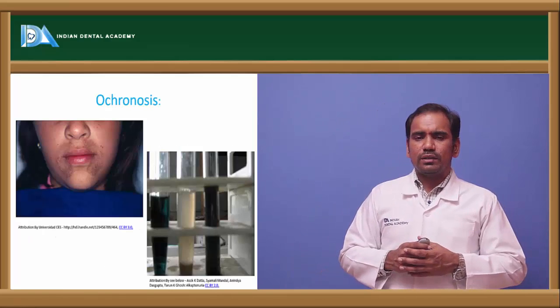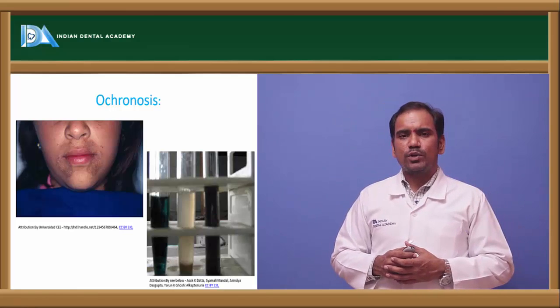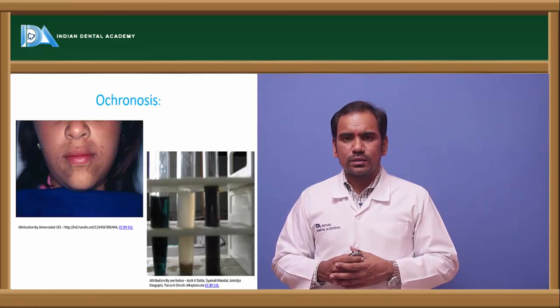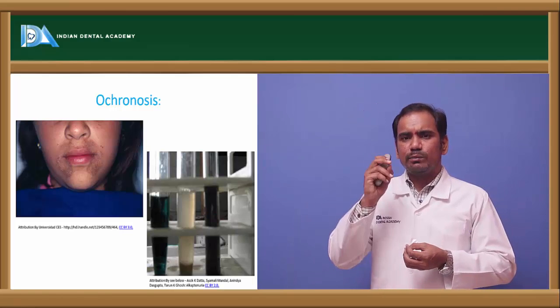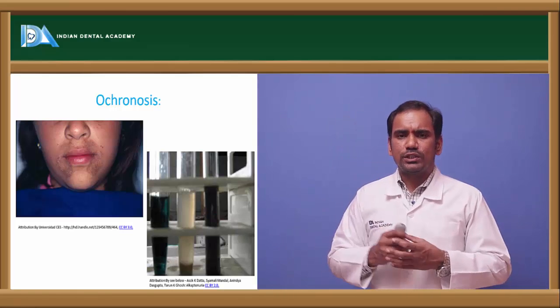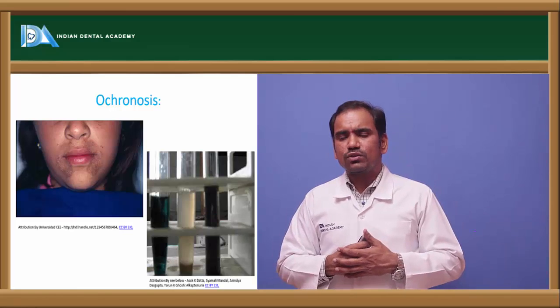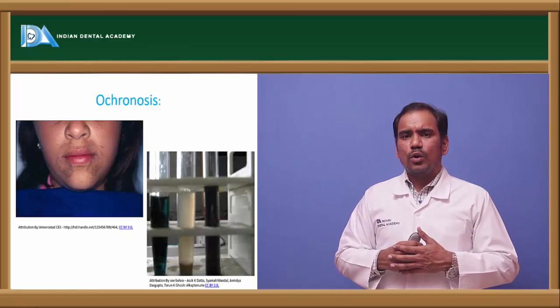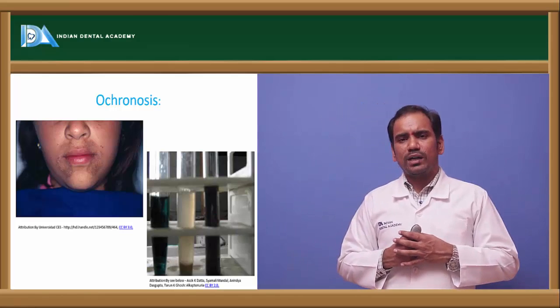The most important feature which can be explained in alkaptonuria is ochronosis. So what is ochronosis? Whenever homogentisic acid gets deposited in the tissues, it leads to blackening of those tissues. That blackening of tissues is called ochronosis. Generally, homogentisic acid gets deposited in the joints and that leads to arthritis.